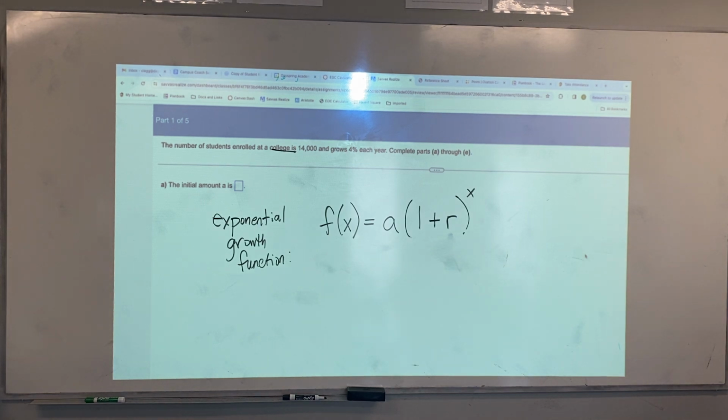Good. Then you have 1 plus. So put a 1 plus. Okay, now you need R. What does R stand for? Rate. And what rate does it give you? Yeah, 2%. How do you write that as a decimal?